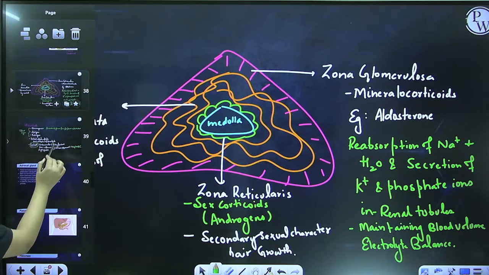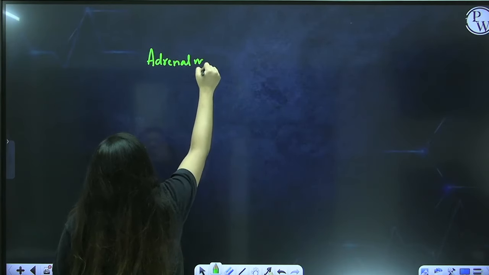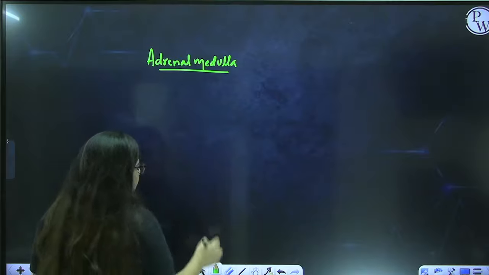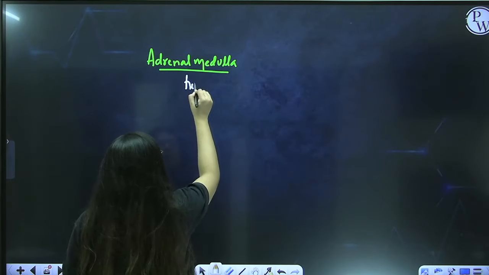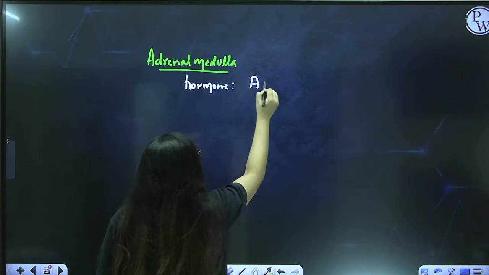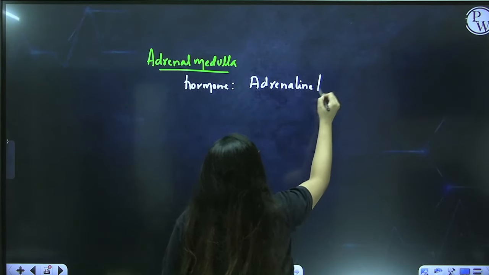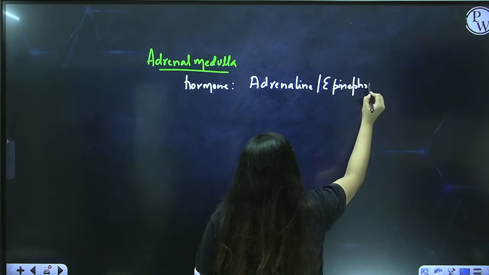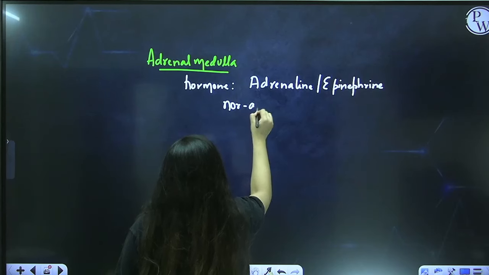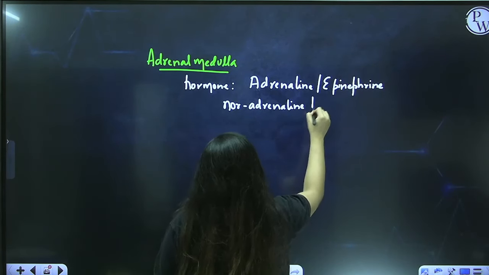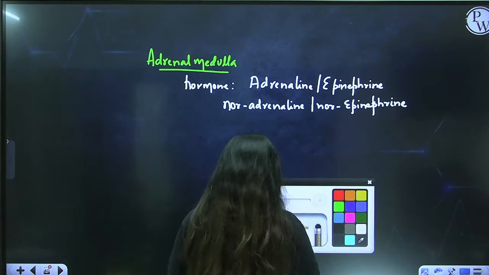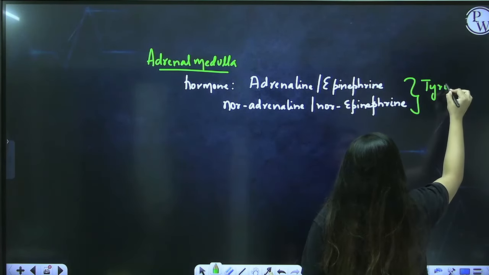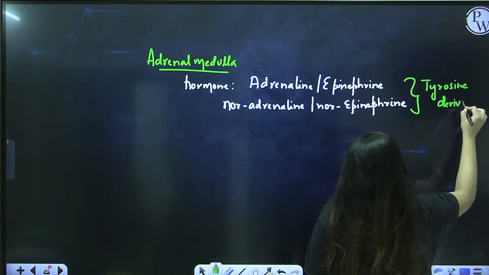Let's talk about the adrenal medulla. So the adrenal medulla is basically known as the gland of emergency. Because it secretes hormones, and the hormones' names are adrenaline, also known as epinephrine, and the second hormone is noradrenaline or norepinephrine. There are two hormones secreted, but their effect and function are the same. These both are tyrosine derivatives. What is tyrosine, guys? An amino acid.